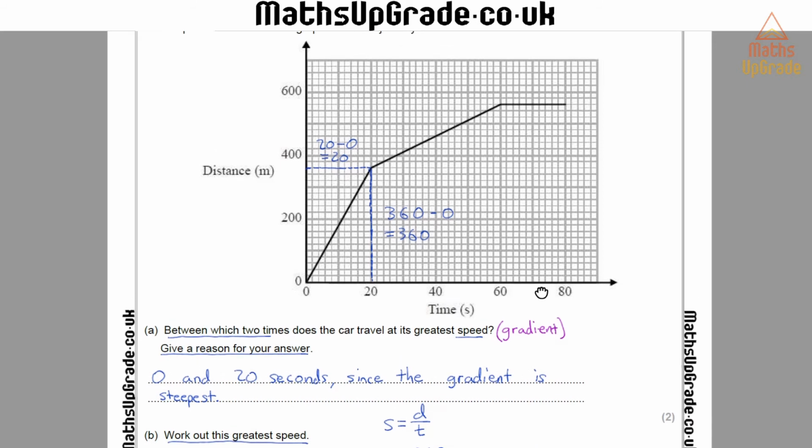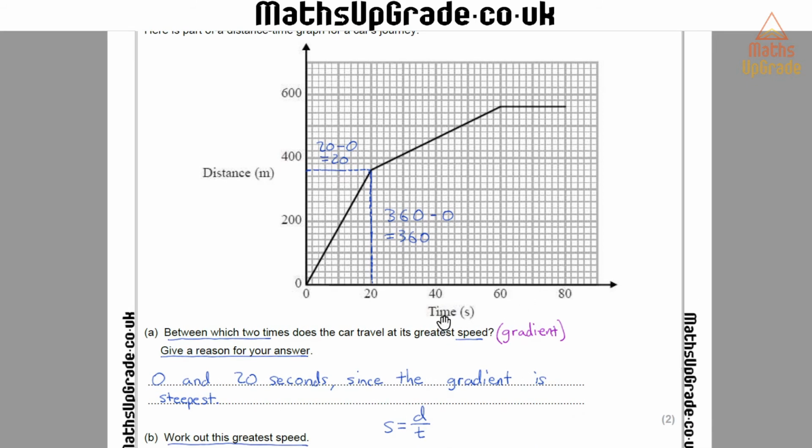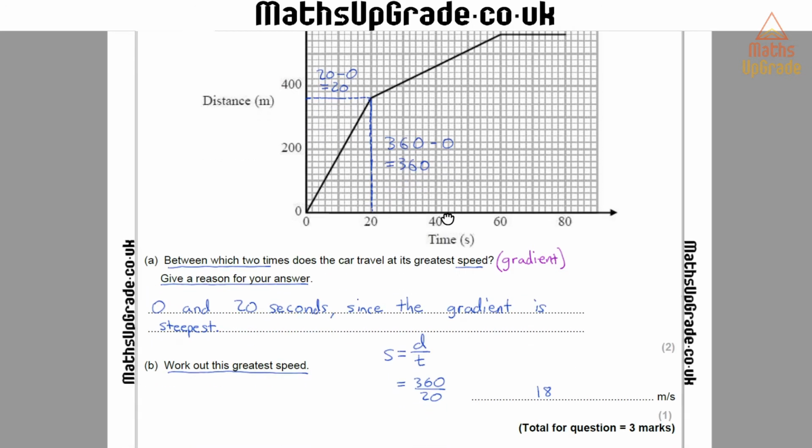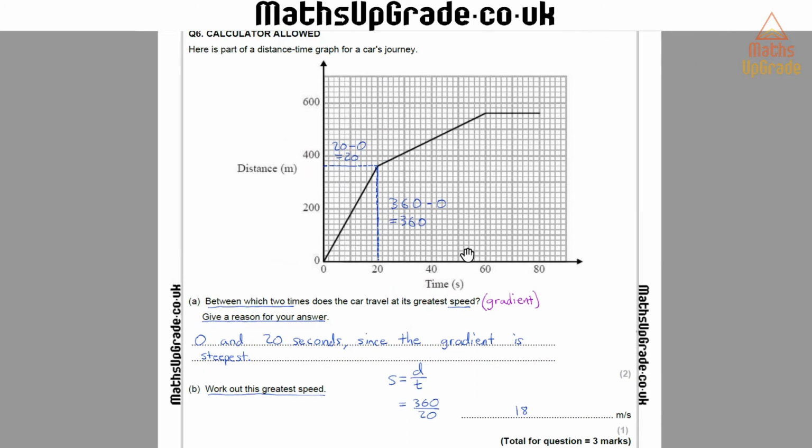Work out the greatest speed. Well, the speed is given by distance divided by time. The distance, you can see from here, look at the scale, is 360. So measure that really carefully. And then the time is 20 seconds. So 360 divided by 20 is 18 meters per second. The whole question there is worth 3 marks.